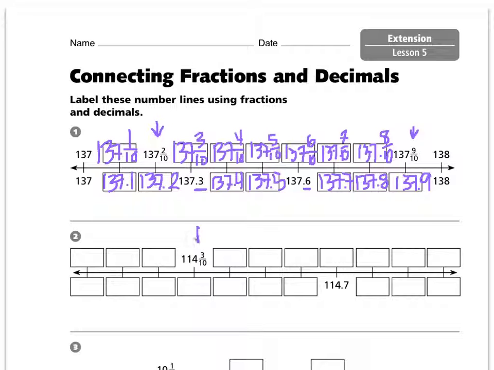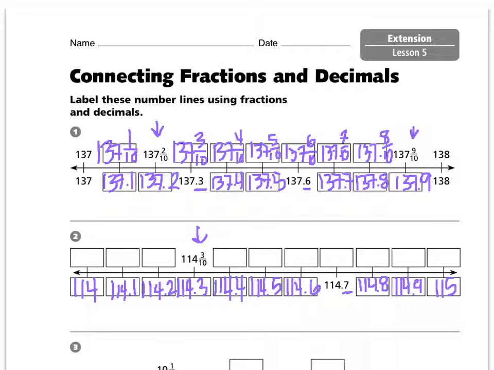Again, you can tell that you're working with tenths by looking at the fraction as well as the decimal. So let's go ahead and start with the decimal. I'm going to be adding 1/10 more to each one if I'm moving forward. So I have 114 and 8/10, 114 and 9/10, and then 115. Going backwards, I'm going to be subtracting 1/10: 114.6, 114 and 5/10, 114 and 4/10, and so on.